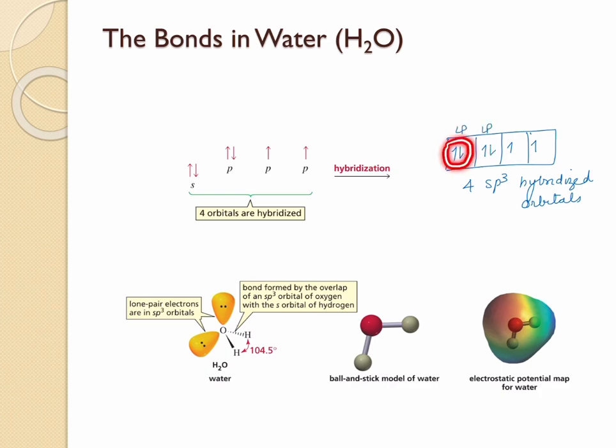These 2 are going to correspond to the lone pairs that are present on oxygen, what we have here. And then these 2 unpaired electrons are going to form bonds with 2 hydrogens. They're going to be basically sigma bonds.